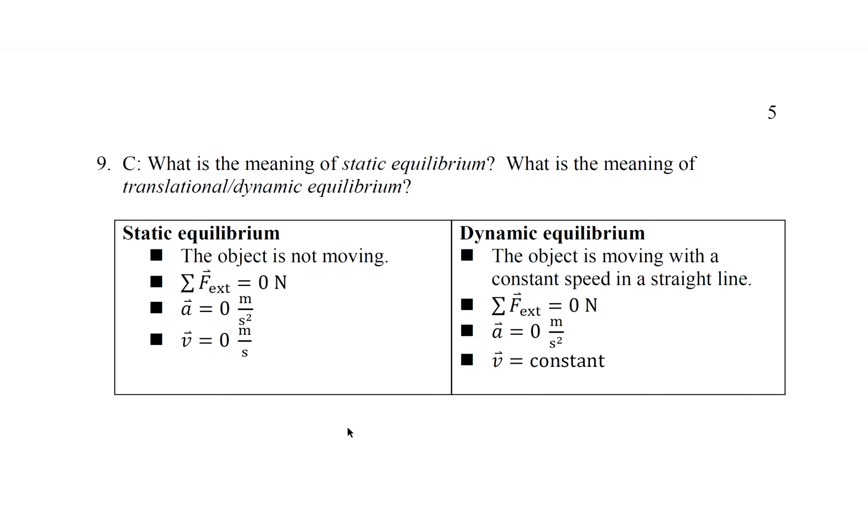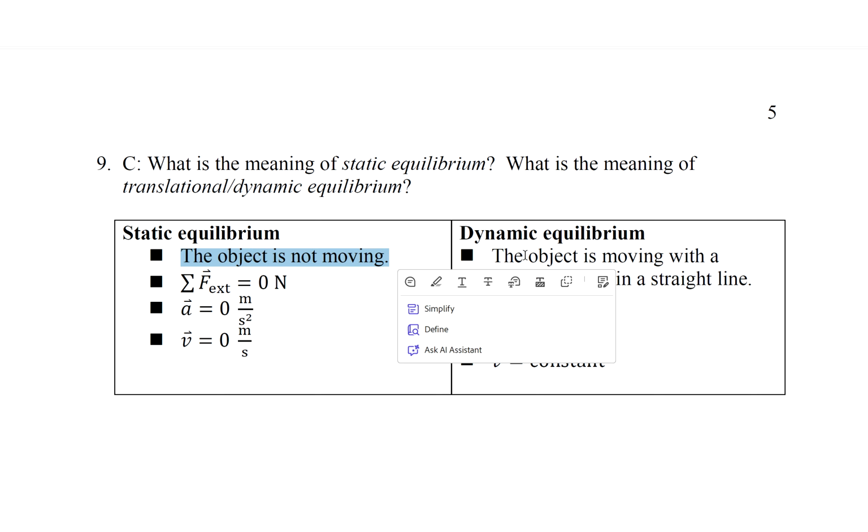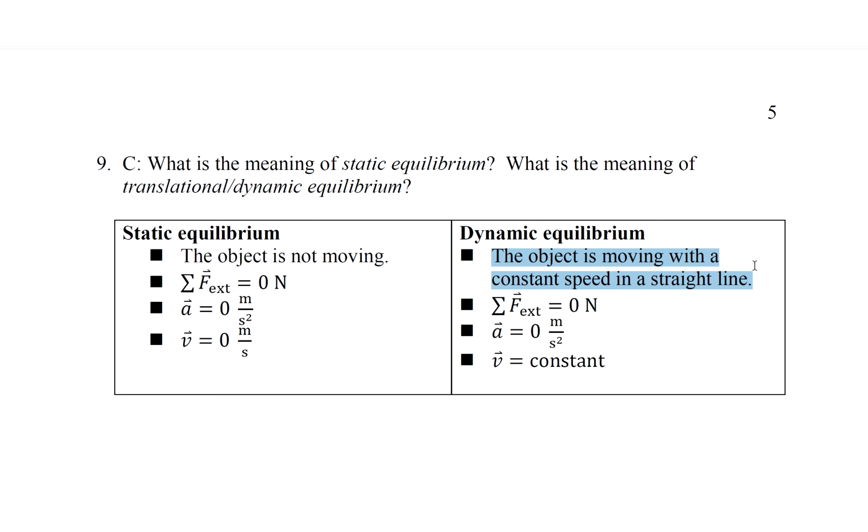Question 9. What is the meaning of static equilibrium? What is the meaning of translational or dynamic equilibrium? Static equilibrium means v is 0, a is 0, sigma f is 0. Dynamic equilibrium means v is constant, a is 0, sigma f is 0. So in static equilibrium, the object is not moving. In dynamic equilibrium, the object is moving with a constant speed in a straight line, meaning a constant velocity.